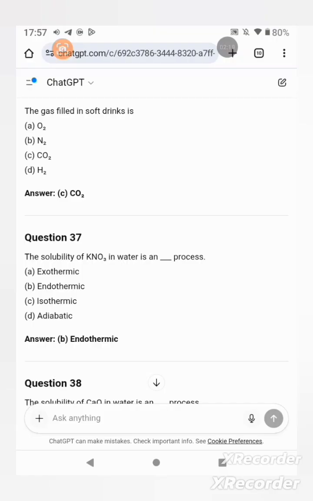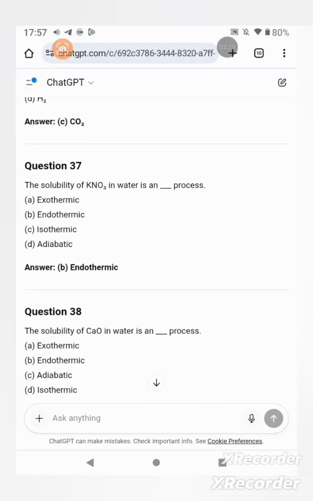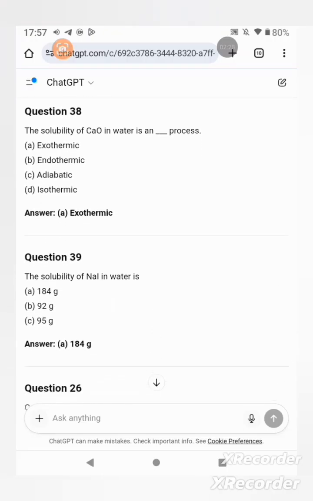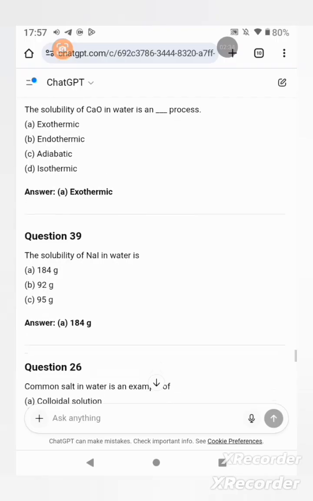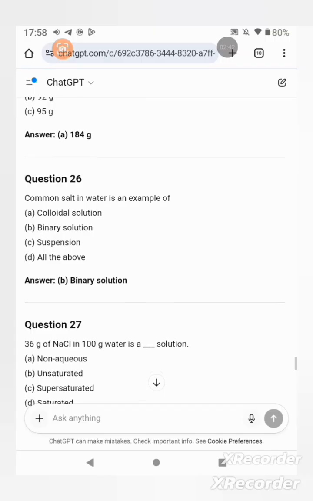Question 37. The solubility of KNO3 in water is a process. A. Exothermic, B. Endothermic, C. Isothermic, D. Adiabatic. Answer: B. Endothermic. Question 38. The solubility of CaO in water is a process. A. Exothermic, B. Endothermic, C. Adiabatic, D. Isothermic. Question 39. The solubility of NaI in water is A. 184 grams, B. 92 grams, C. 95 grams. Answer: A. 184 grams.